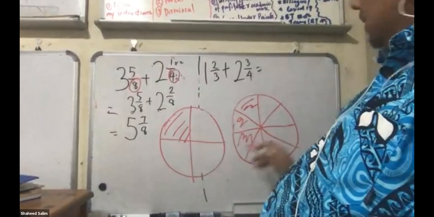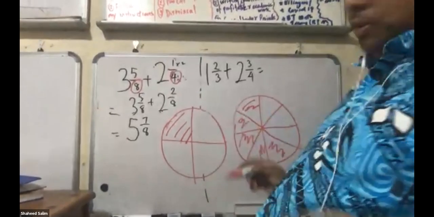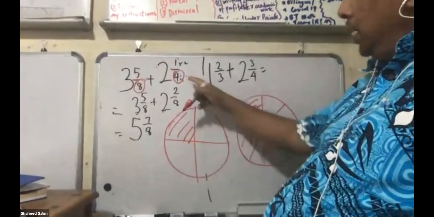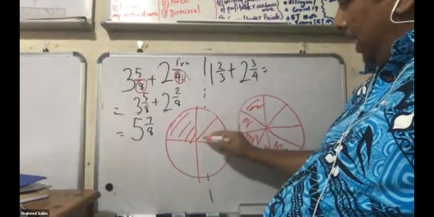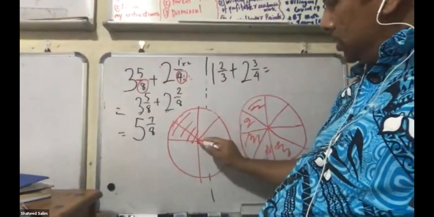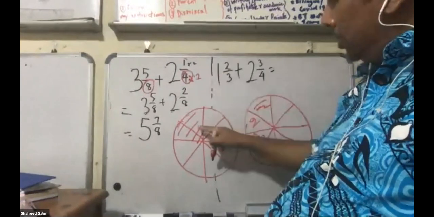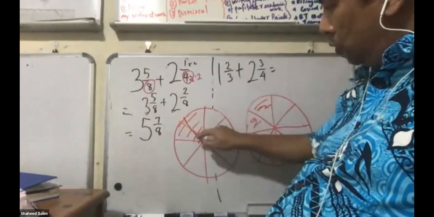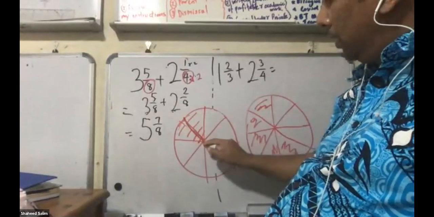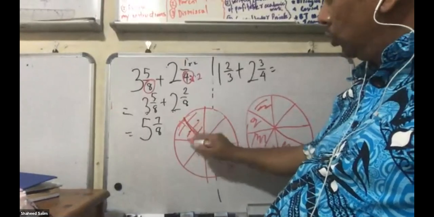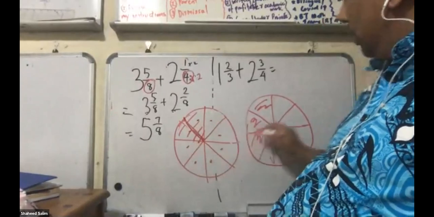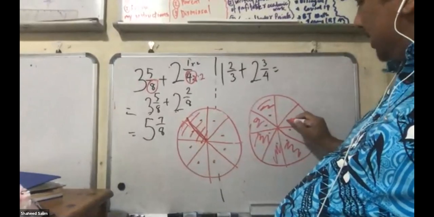Now how to plus? I cannot plus because the size is different. The only way is to cut and make it 8 also down here. Sometimes you can cut and make it 8. How? By multiplying: each quarter, I divide into 2. Then I get 1, 2, 3, 4, 5, 6, 7, 8.